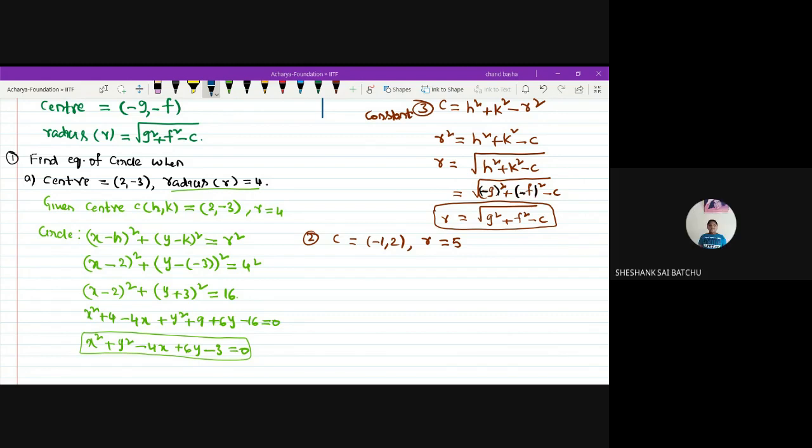Sir, I have a doubt in the first problem, sir. x square plus y square minus 2y plus 2x minus 20, sir.